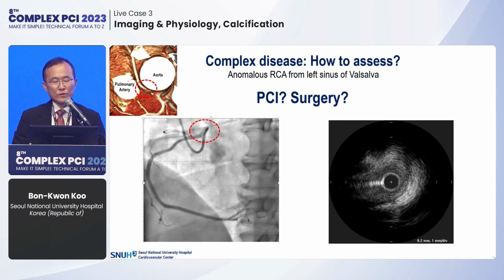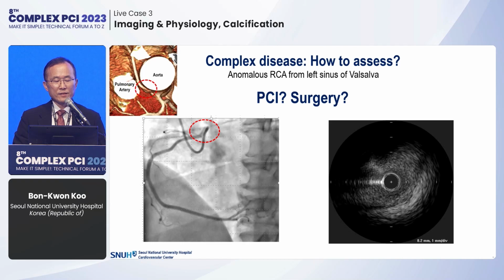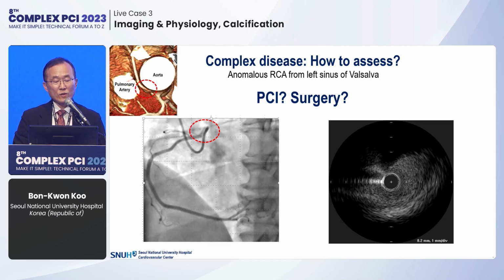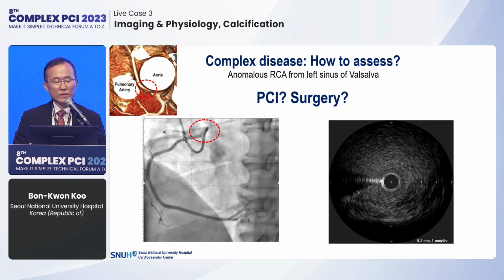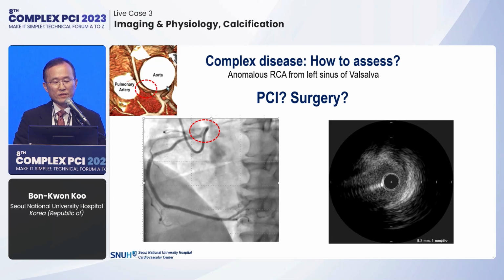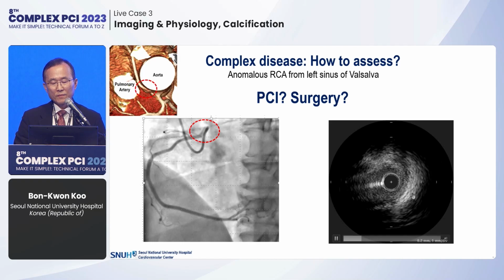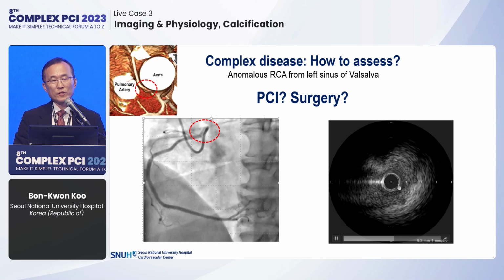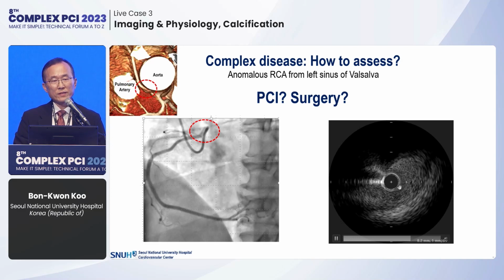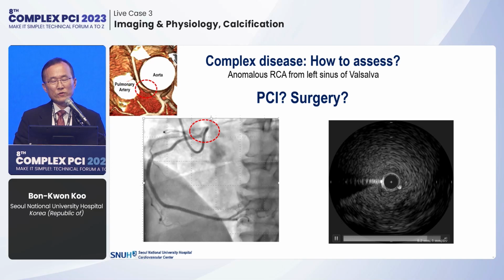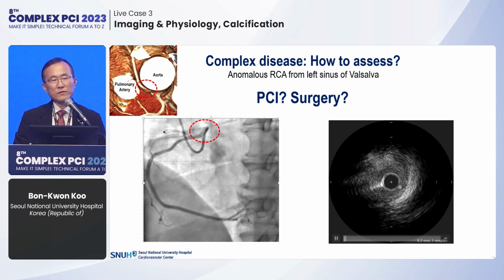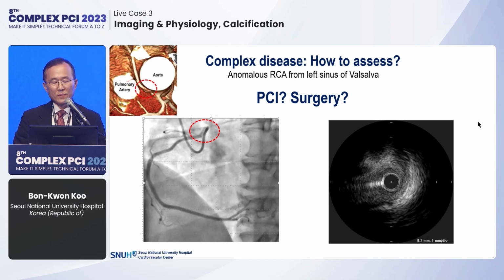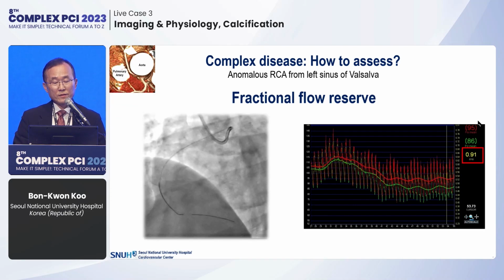And finally, I'd like to show one coronary anomaly case. This is an anomalous RCA from the left sinus of Valsalva. You know that this is quite a complex physiology. Here, compression between the pulmonary artery and aorta is the matter. By IVUS, also, this ostium is compressed by the aorta and pulmonary trunk. So the issue is how we assess and how we fix this lesion. Generally, surgery was the treatment option for these cases, but now we can sometimes do a PCI. But before we do that, we have to assess this patient.